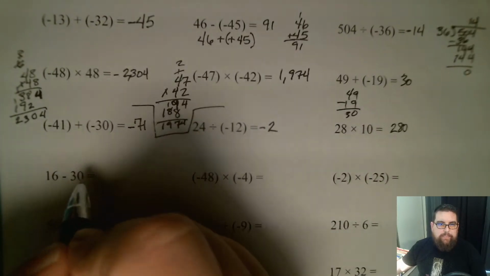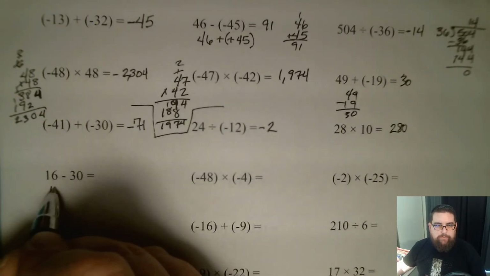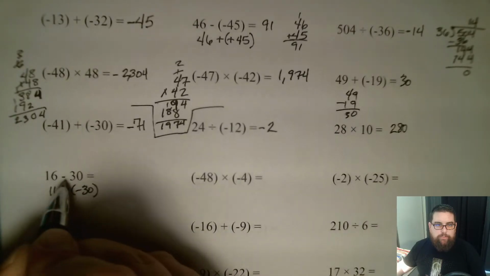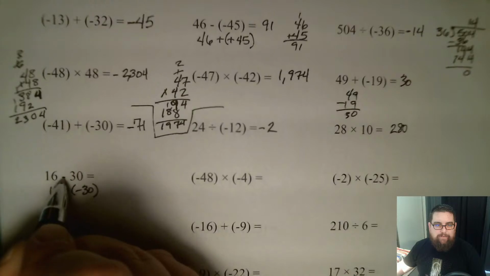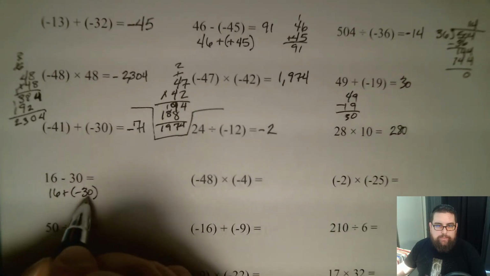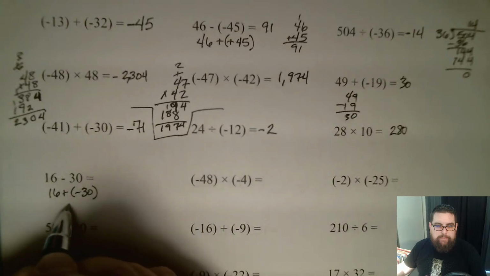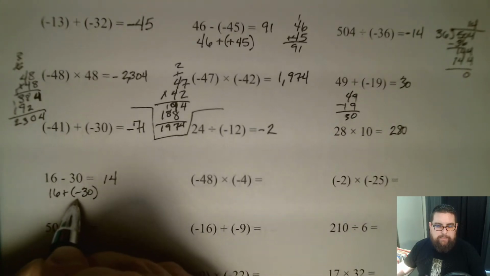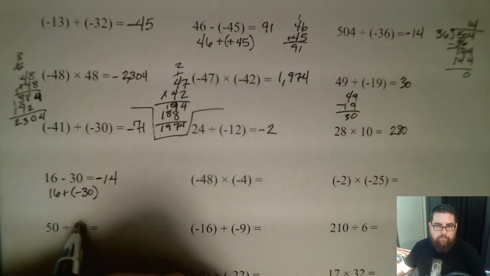We have 16 minus 30. Well, we can't work with it like that, so we have 16 plus negative 30. Again, it's very important that you change the sign of the number after your operation, not at the beginning, okay? So we get 30 minus 16 because these are different signs, and so we get 14. And then since the bigger one is negative, we have negative 14 as our answer.